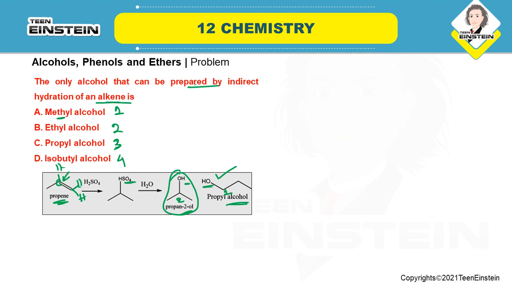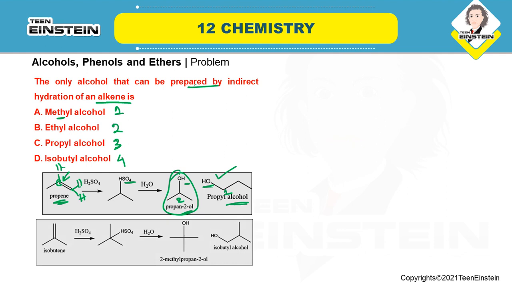But the question is, which alcohol can be prepared by indirect hydration? So this is not the correct option, right? Next we will see, if you are trying to make isobutyl alcohol, this is the structure of isobutyl alcohol. 4 carbons must be present because it is butyl. And why iso? Because of the presence of this Me2CH group. But the total number of carbons is 4. Now for preparation of isobutyl alcohol, you have to start from a 4 carbon alkene.